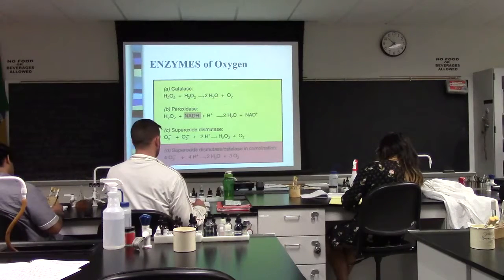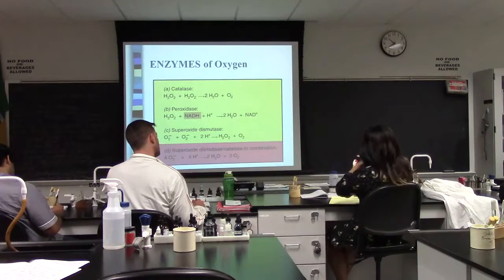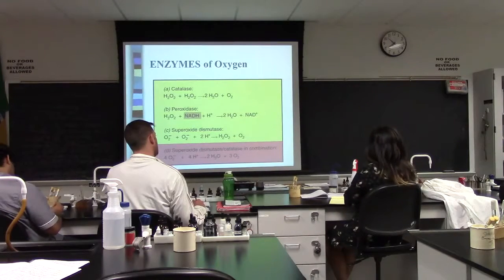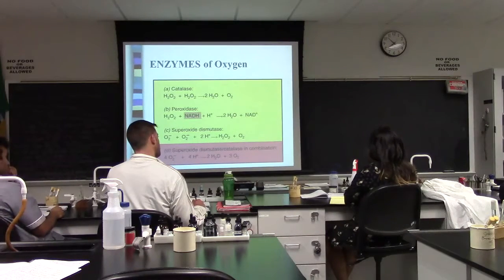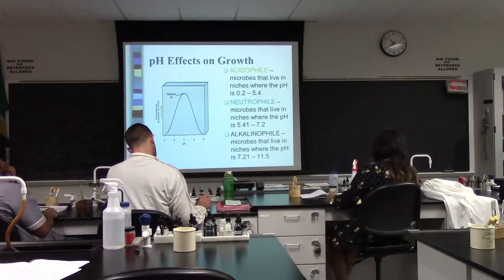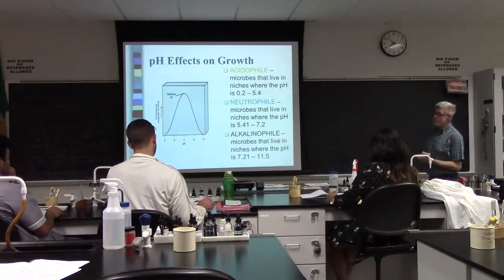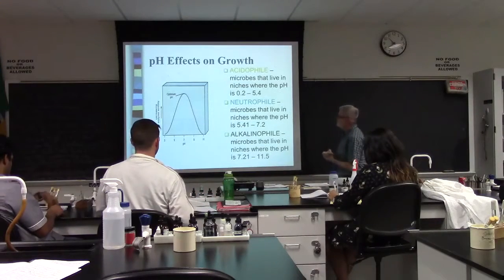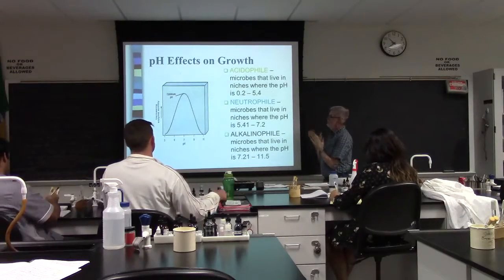That's why Clostridium will swell up a can. Because cans have no oxygen in them. They produce a gas, but you kill them when you allow oxygen in. Vocabulary. Any microbe that lives below 5.4 is called an acidophile.